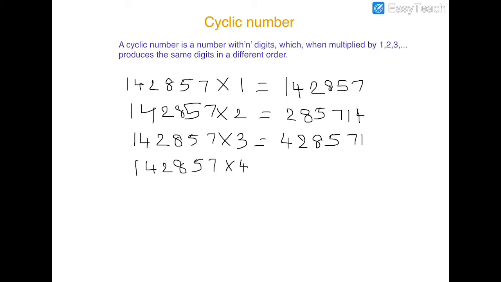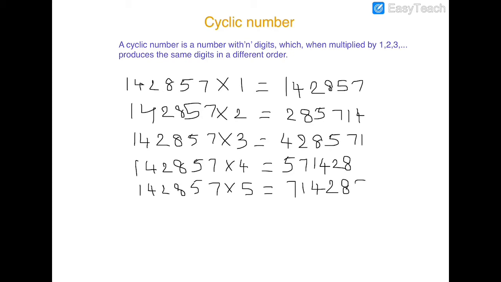142857 times 4 is 571428. Again, the same digits are repeated in different order. 142857 times 5 is 714285. This also has the same digits repeated, just in a different order. 142857 times 6 is 857142. This also has the same digits, just repeated in different order.